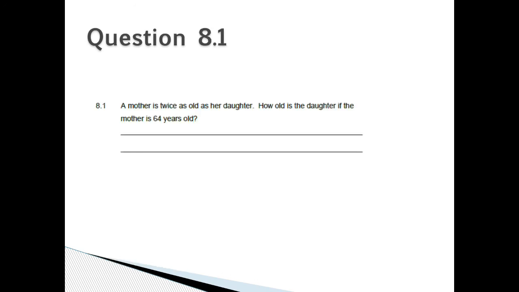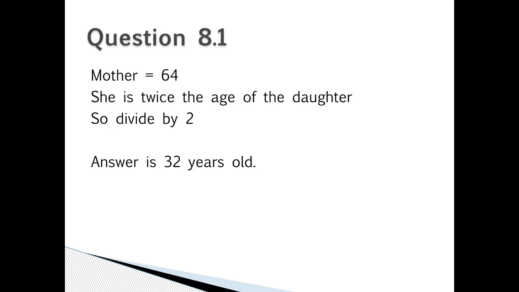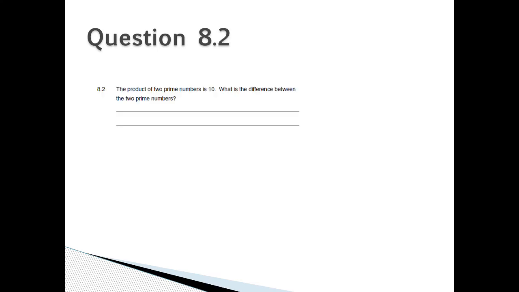Question 8.1. A mother is twice as old as her daughter. How old is the daughter if the mother is 64 years old? If the mother is 64, she is twice the age of her daughter, so divide by 2. The answer is 32 years old.